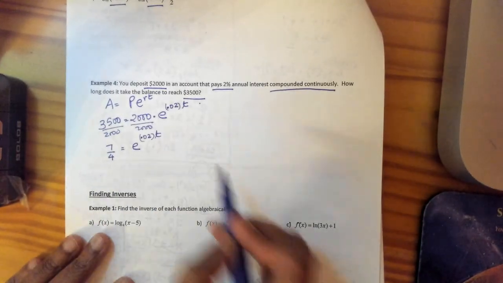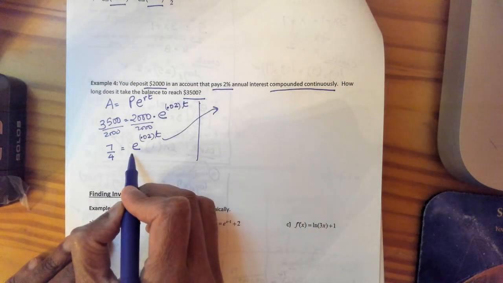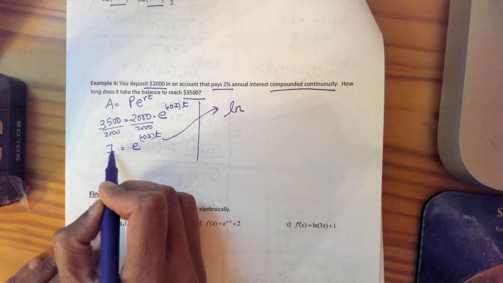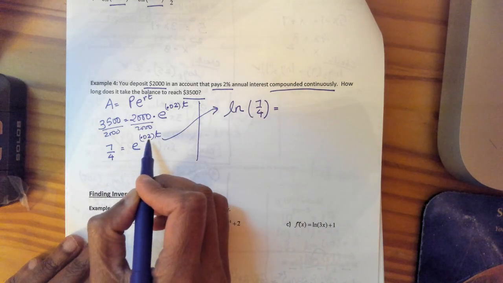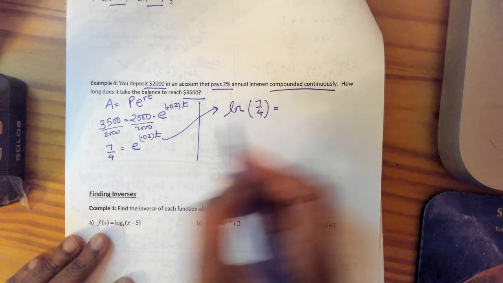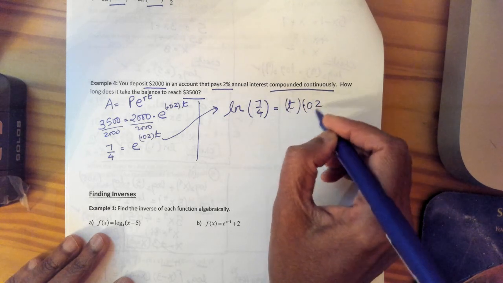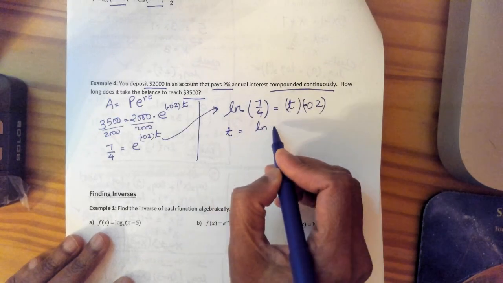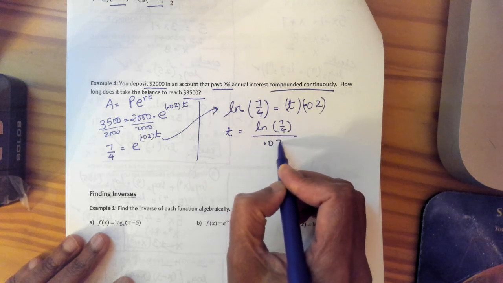So I can convert this to a log. I can rewrite this as a log. For me to rewrite this as a log, my base will be the same. My base is E, so that is ln. My input becomes the output here, so 7 over 4. And this was my input for E, so that becomes my output: T multiplied by 0.02. So my final answer is T equals ln of 7 over 4 divided by 0.02.